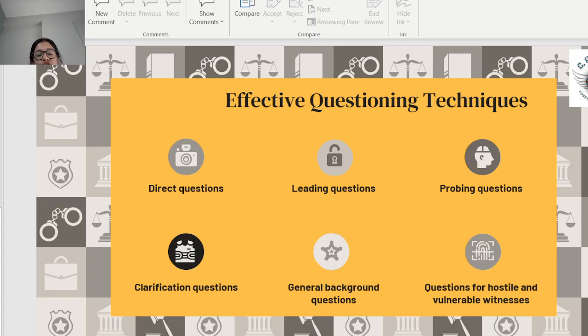Now, there is another technique called probing questions. Probing questions encourage the witness to provide more details. For example, you ask him, can you please describe what happened next? What happened next? All these are probing questions. The next is clarification questions. Clarification questions are used to resolve contradictions, so you get a better clarification.